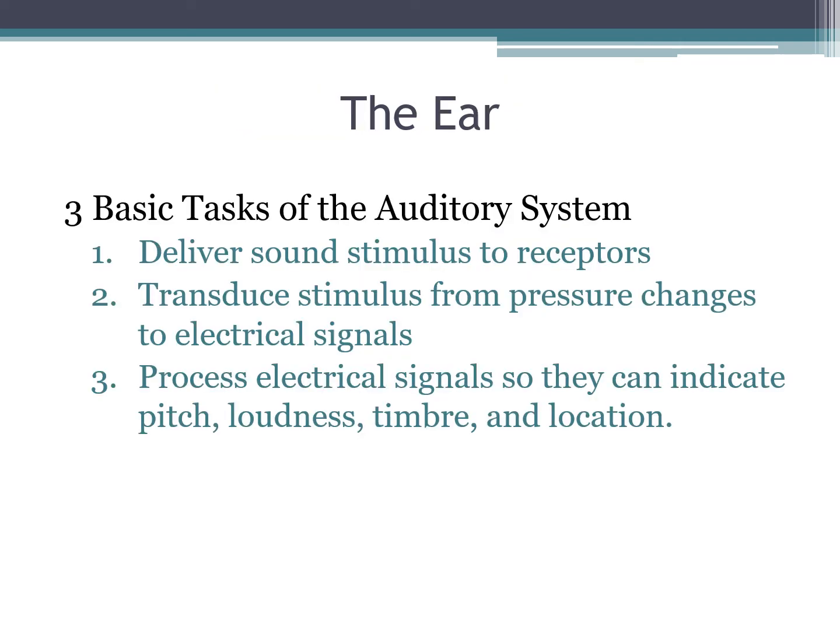So that was the sound stimulus, various aspects of the sound stimulus. And we finally got into the ear and the auditory system. The auditory system has three basic tasks. One, to deliver the sound stimulus to the receptors, so our sensory receptors. Then two, of course, the receptors need to transduce that stimulus from those pressure changes to electrical signals. And then three, we need to process those electrical signals so that they can indicate for us pitch, loudness, and timbre, which we've talked about, and location.